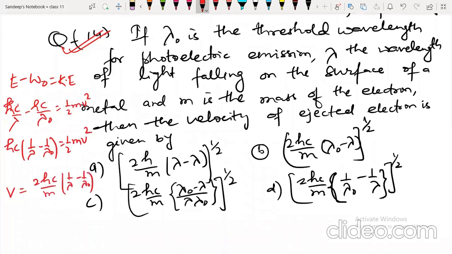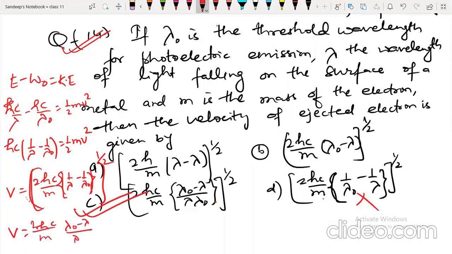and that is square root. So this will go and become root under. So match this formula, where it is coming 2hc by m, 1 by lambda naught. So this is not going to happen because it is 1 by lambda minus 1 by lambda naught. So most likely C is going to be the answer because if you take LCM, then lambda naught lambda. So C is the answer, not that. So you can write one step more forward, 2hc by m, lambda naught minus lambda by lambda naught lambda. Understood? Yes. So this is a direct question from the equation of photoelectric effect.